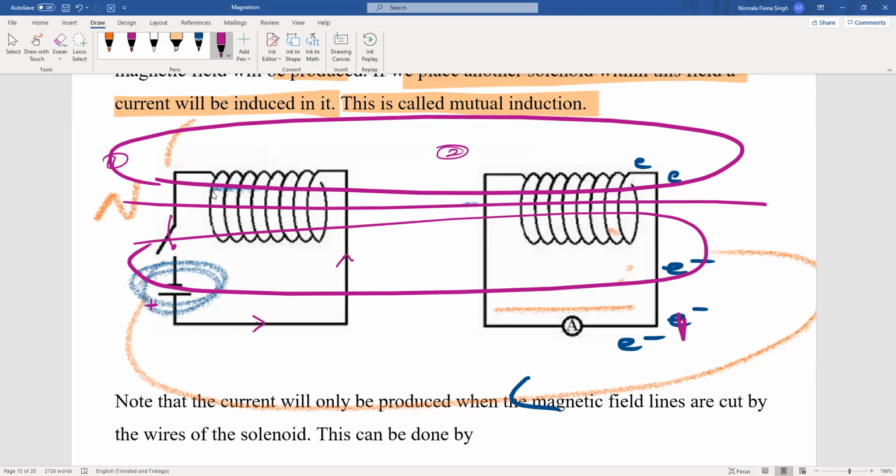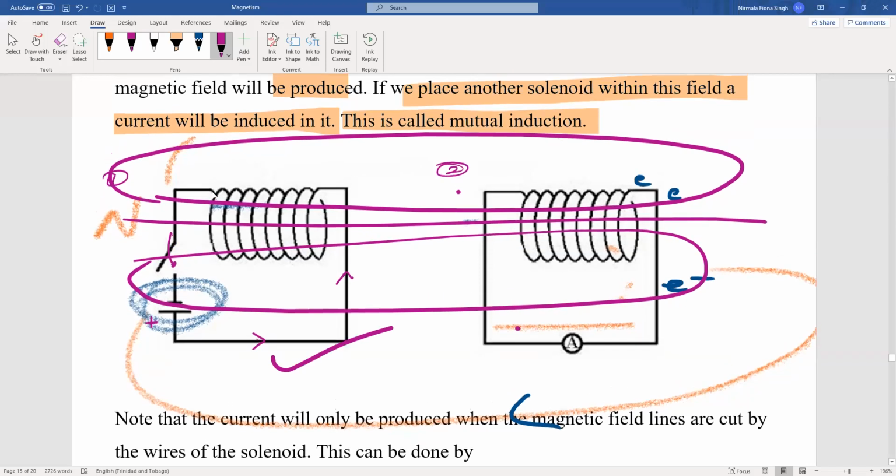No current is going to flow here again. Why? Because nothing is moving. Remember, for induction to happen, one of two things has to happen: either the wire is moving in the magnetic field or the magnetic field is moving. Here, my circuit is stationary and my magnetic field is stationary. So as soon as the current goes on in my first circuit and the magnetic field comes on, I will get a very quick, really big blip of electric current flowing here, and then it will stop. Why will it stop? Because this has stopped moving. Once the magnetic field or the wires have stopped moving, my current is going to stop.